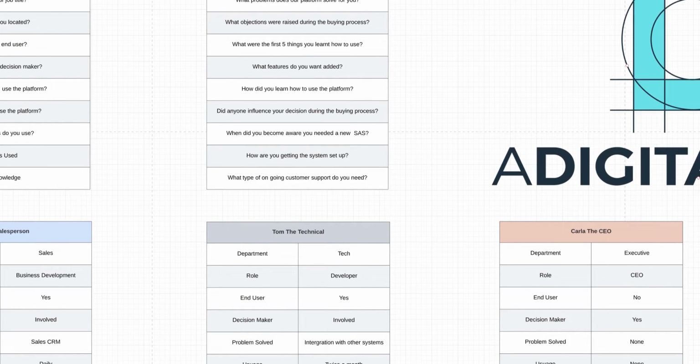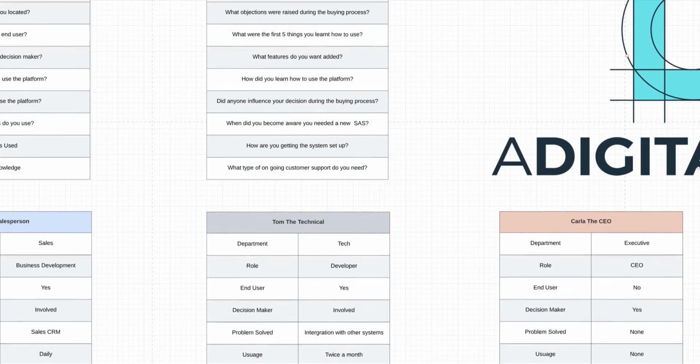Did anyone influence your decision during the buying process? Very important, because you want to see if there are influencers out there who you can get selling your stuff. When did you become aware you needed a new SaaS? How often are you getting the system set up? You want to see if that's independent people helping, or if you're going to be doing it. What type of ongoing customer support do you need?